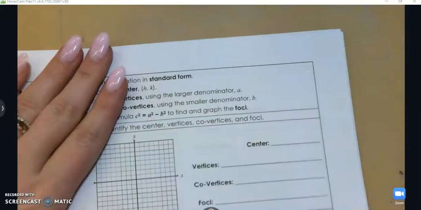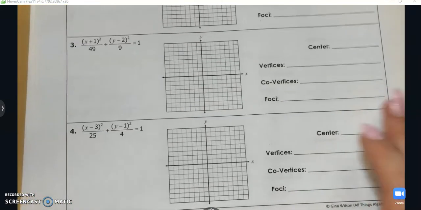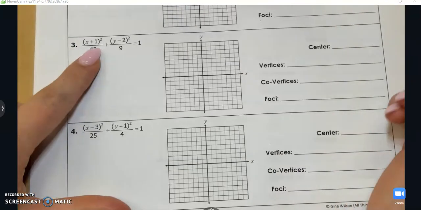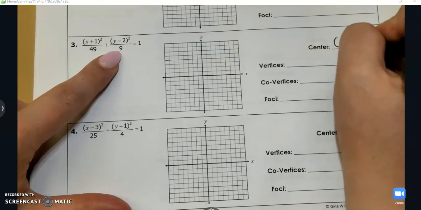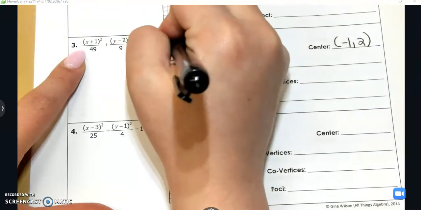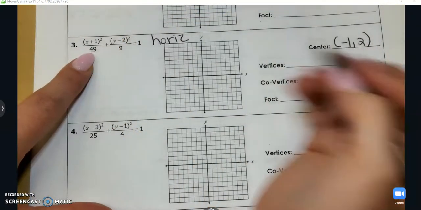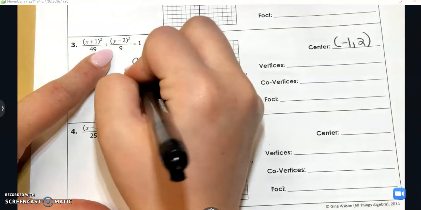So let's graph some ellipses. Again, I'm just going to go through and do 1 for the sake of time. Let's look at number 3. I can identify my center from x plus 1, y minus 2. That means my center is at negative 1, 2. The number underneath the x is larger, which means this is going to be a horizontal ellipse. So the square root of 49 is 7, which means A is 7. The square root of 9 is 3, which means B is 3.